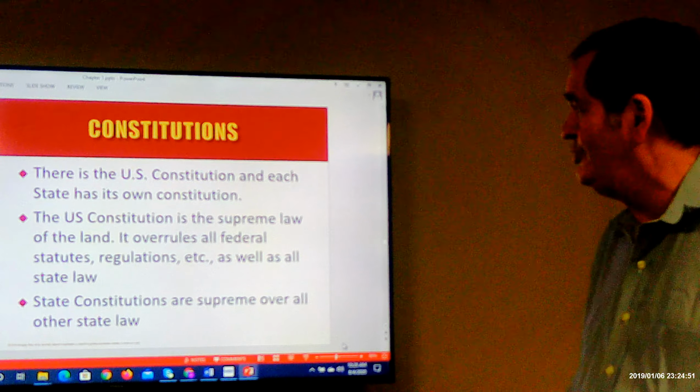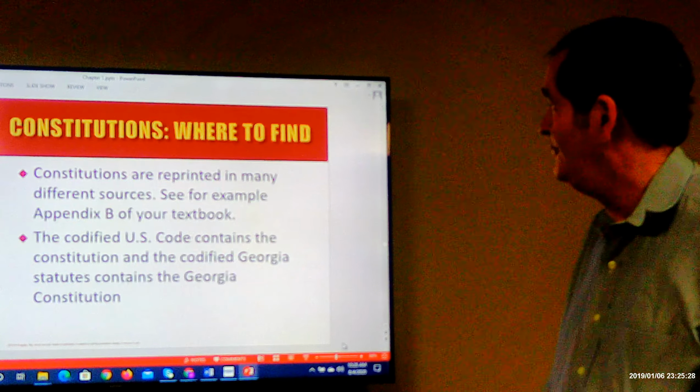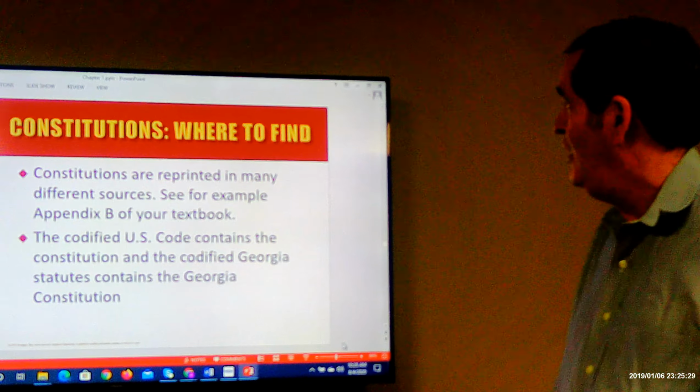Those constitutions, which have the same content, are actually a little bit more helpful because they will refer you to cases that explain or have dealt with particular provisions of the Constitution. So if you want to do some in-depth research, like how have the courts treated the Second Amendment, you would probably be better off going to one of the codes and looking at the Constitution there than finding it online or in a textbook like your textbook, which has the U.S. Constitution. So we talked about that.